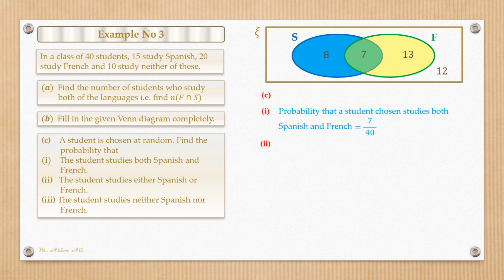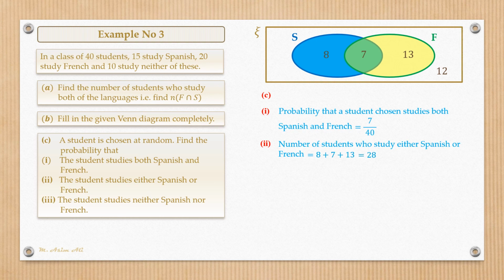In the second part, we have to find the probability that a student either studies Spanish or French. So we will find the number of students who study either the Spanish language or the French language. We'll add the number of students in various regions who study only Spanish 8, who study both languages 7, and who study French only 13. All of these students are those who study at least one of the two languages, so we will add them all. So this number is 8 plus 7 plus 13, and they add up to 28.